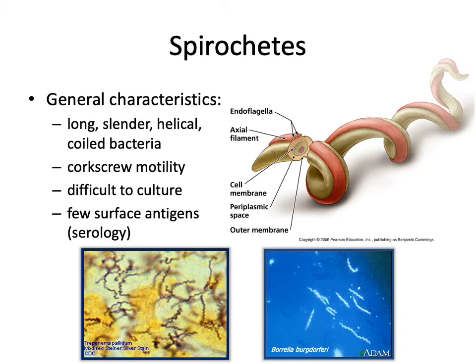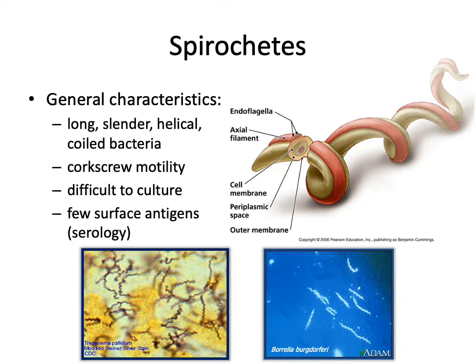Spirochetes are long, slender, helically coiled bacteria that are hard to see with a typical bright field microscope. Thus, they require dark field microscopy. They have periplasmic flagella. Periplasmic flagella are located between the cell membrane and the outer membrane.